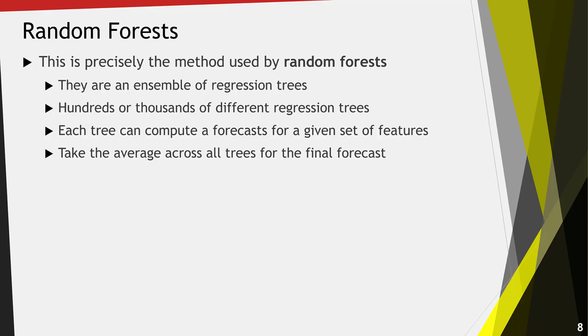Random forests are an ensemble of regression trees, generally hundreds or thousands of different regression trees. Each tree can compute a forecast for a given set of features, following that regression tree flowchart. The forecast from the random forest is the average across all of the trees.